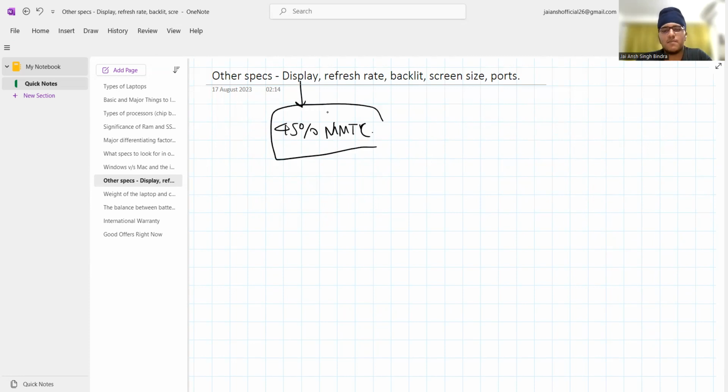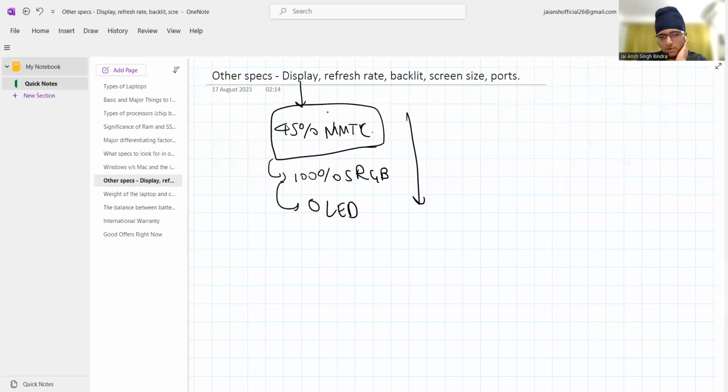So this is the most common and budget-range display you're going to see in most gaming laptops and ultrabooks as well. Ultrabooks have some other screen types which are not really popular anymore. Then you get a famous screen type that's 100% sRGB. And of course, you have OLED and everything. As you go down the order, your price increases.